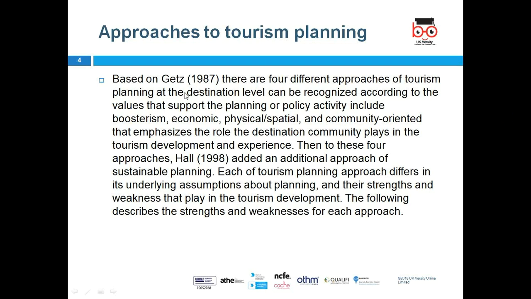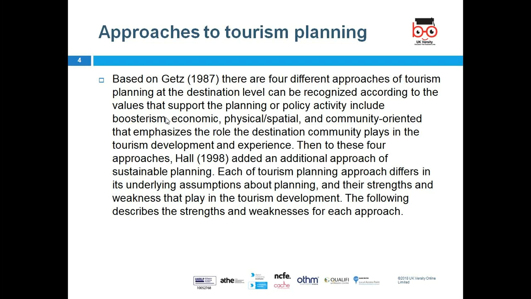So first is boost tourism, how we can boost things. Economics: how we can boost profit or reduce the cost. Physical: what is the location. And community oriented: how we can choose a plan, because it's CSR, corporate social responsibility, as a hotel or another organization, how we can help communities. Destination community is tourism, development and experience.